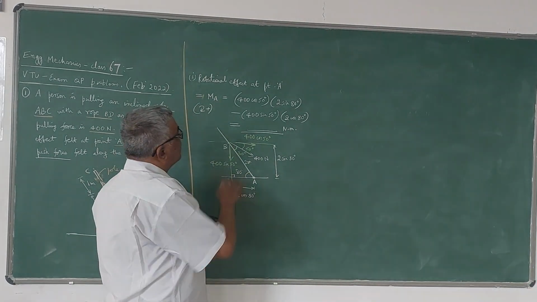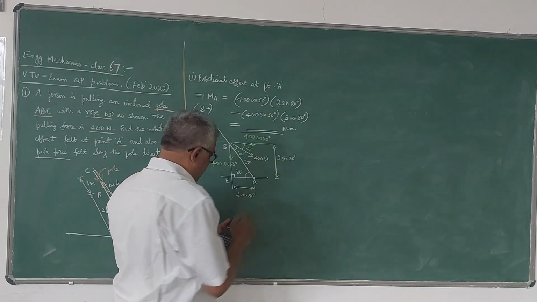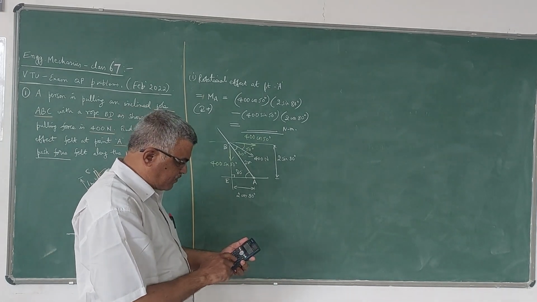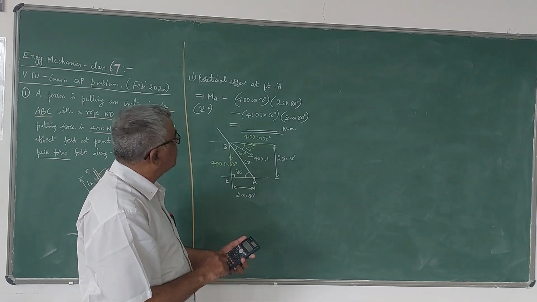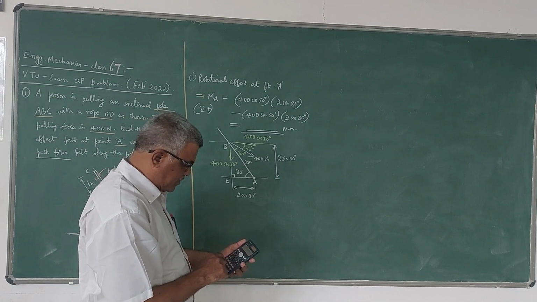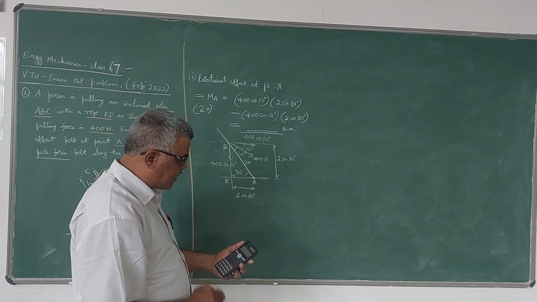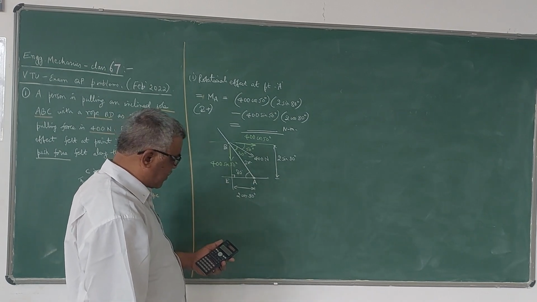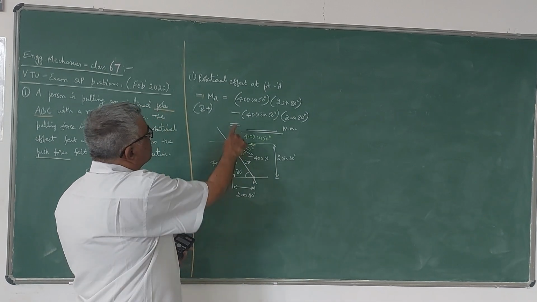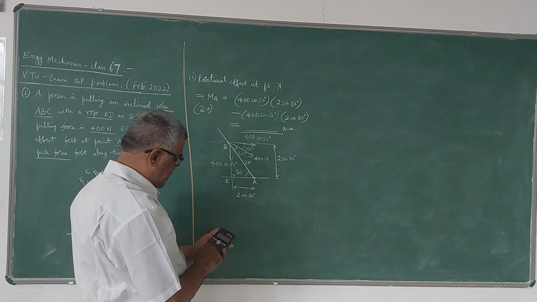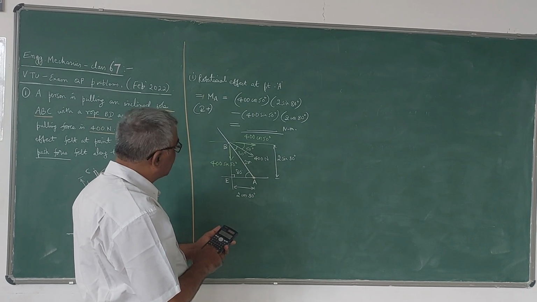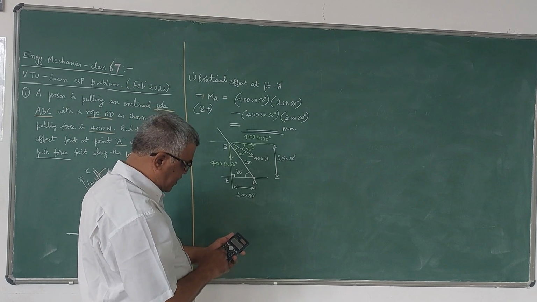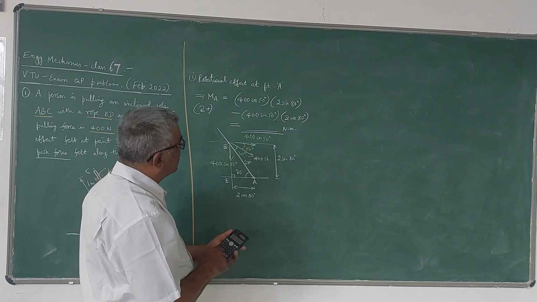Now let me simplify that. 400 into 2 is 800. 800 into cos 50 into sin 80. So that is the first value. You are going to get 506.42, minus, I will take 400 into 2 into sin 50 into cos 80.